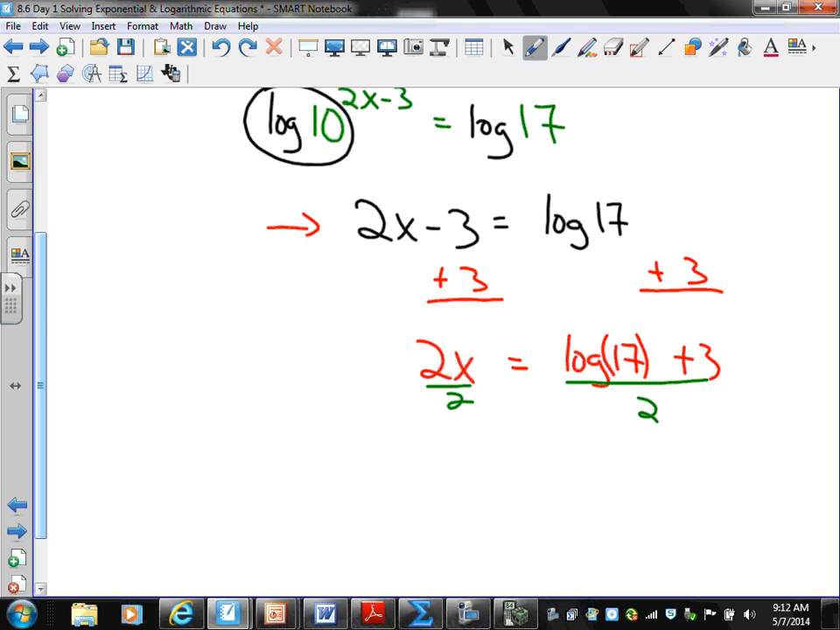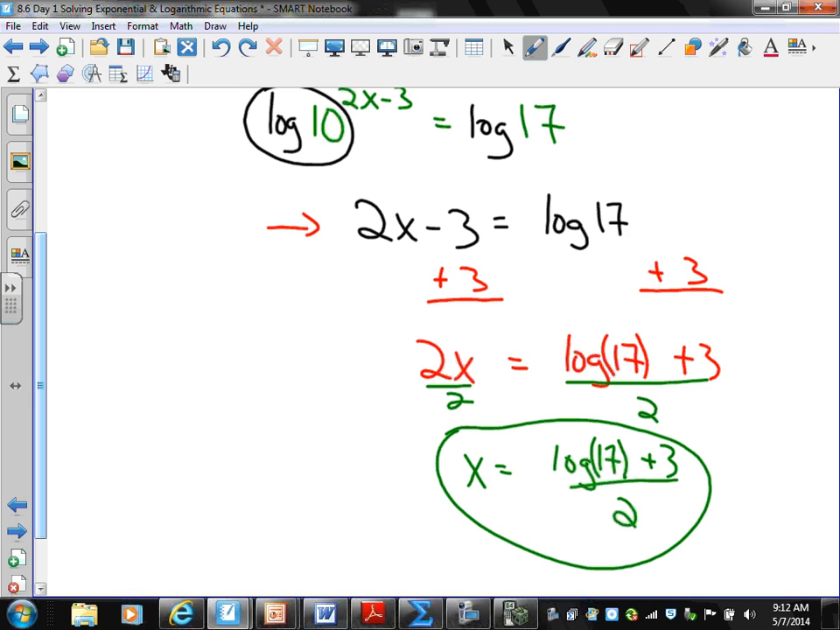So I'm just going to get this wonderful looking expression like that. And that's fine. You can leave it like that. If you want a decimal approximation, by all means, go ahead and put that in your calculator. But it doesn't really change the fact that I've unwrapped this properly.